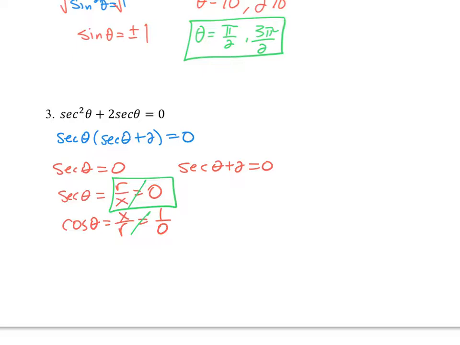Then on the other equation we had, factoring set equal to 0, we can subtract the 2 on both sides and get secant theta equals negative 2. This is the same as cosine theta being negative 1/2. Cosine is the x value, so we'd want an x value of negative 1/2 for this.